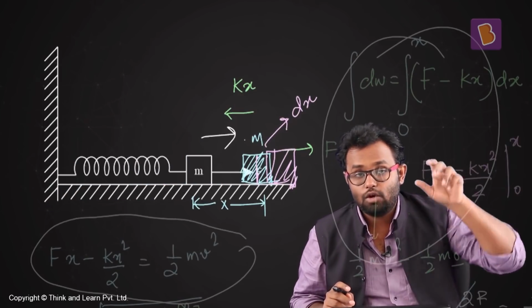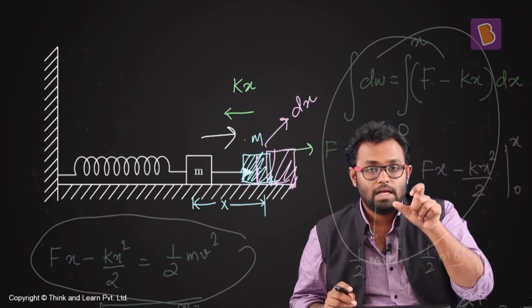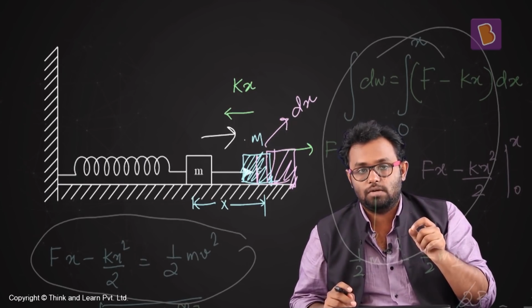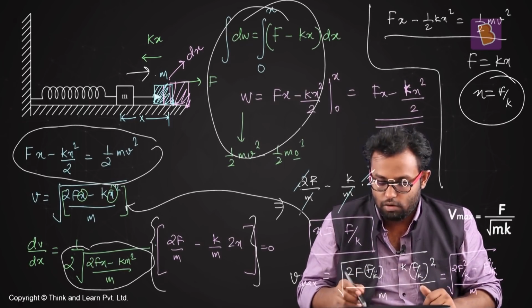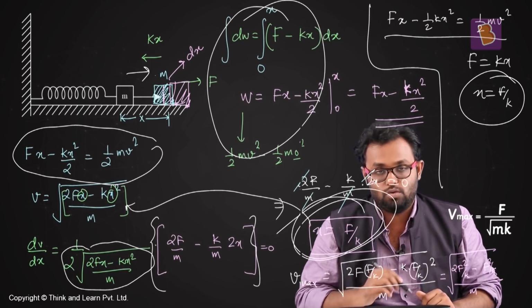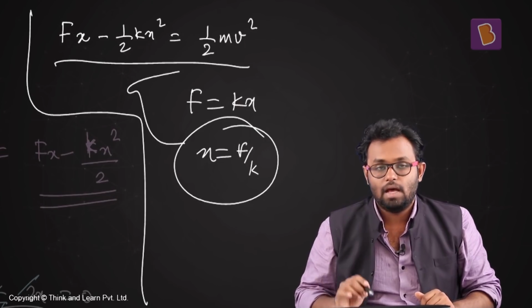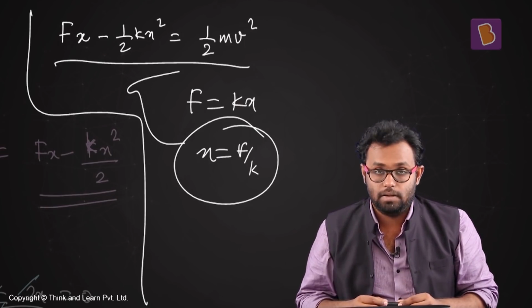And I know when a block moves, its speed is maximum at its mean position. So directly I can say that at x equals F by k, the speed will be maximum. I don't have to go through all this to arrive at this conclusion, and I can directly plug it in and get the value of the maximum speed.